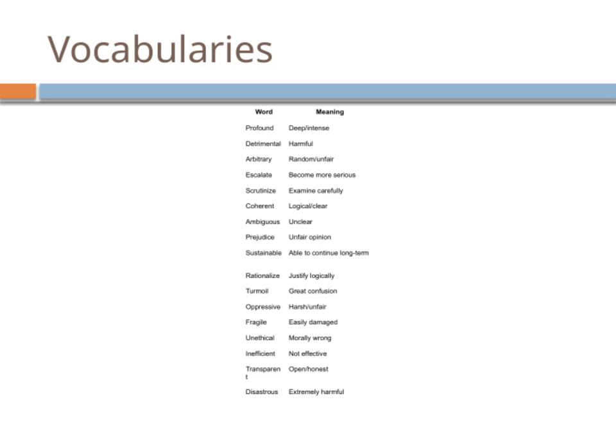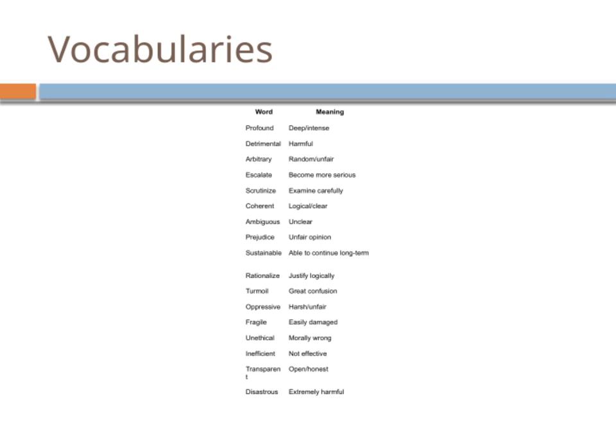When things are in chaos or confusion, we talk about turmoil, which highlights a state of great disorder. Oppressive refers to harsh or unfair treatment, often restricting freedom or causing suffering. Something fragile is easily damaged or broken, requiring careful handling.